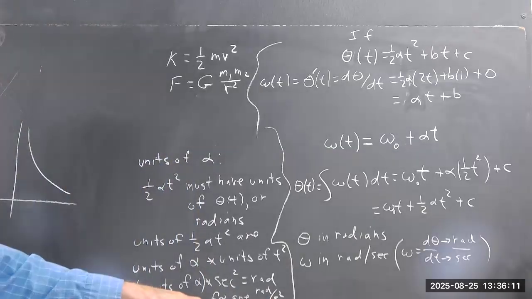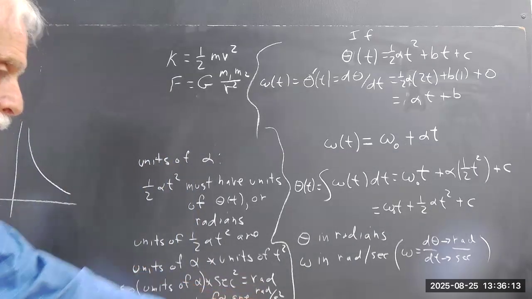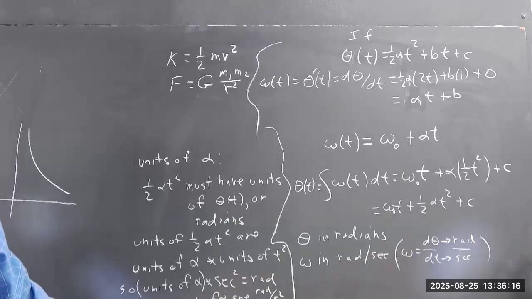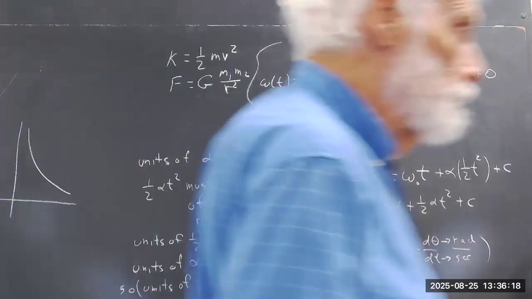I've written that a little small. I just say units of alpha are radians over second squared, which we can read as radians per second squared.